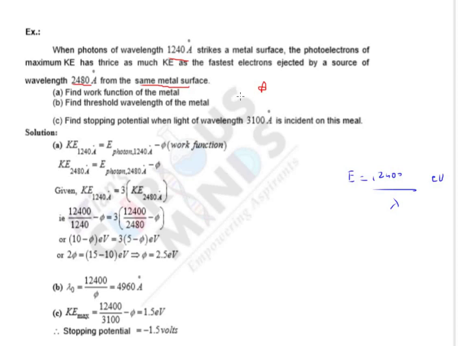This is same because same metal की बात हो रही है. You can see same metal surface. So on solving this, you get the value of phi as 2.5 electron volts. So yes, the work function is 2.5 electron volts.